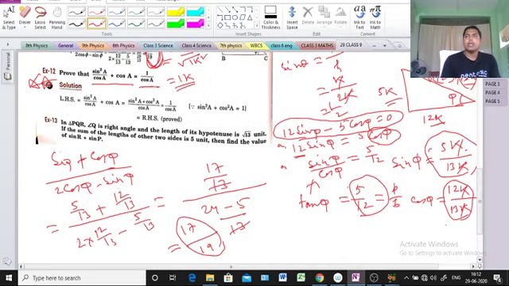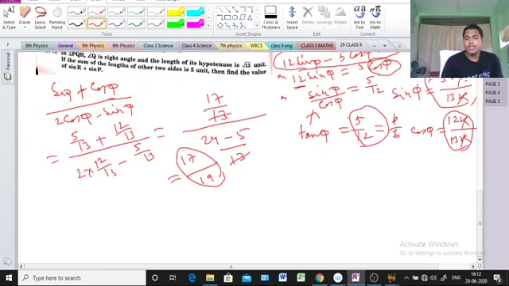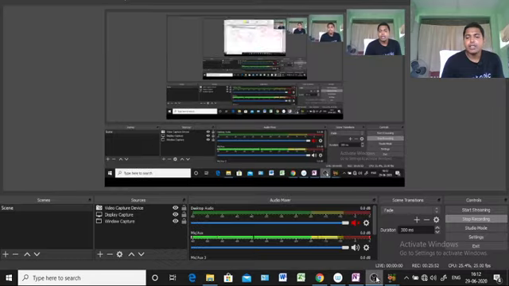What is the given data? Prove that sin square a by cos a plus cos a equal to 1 by cos a. So now how do we prove this? You can do it. Try at first, everyone. After that I will explain it.